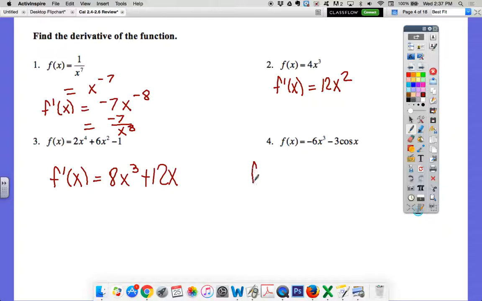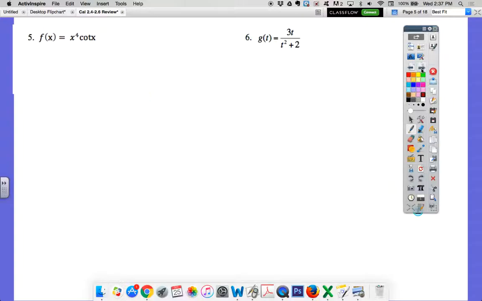Okay, whenever you come over here, the first part is a polynomial, so you're going to use your power rule. So 3 times negative 6 is negative 18. That's going to be x squared. And then this is just a trig function. So you've got the derivative of cosine. It's just negative sine. So that's going to be a plus 3 sine x. And it was just a very basic trig function. That's all you really have to worry about. They get a lot more complicated a little bit later.